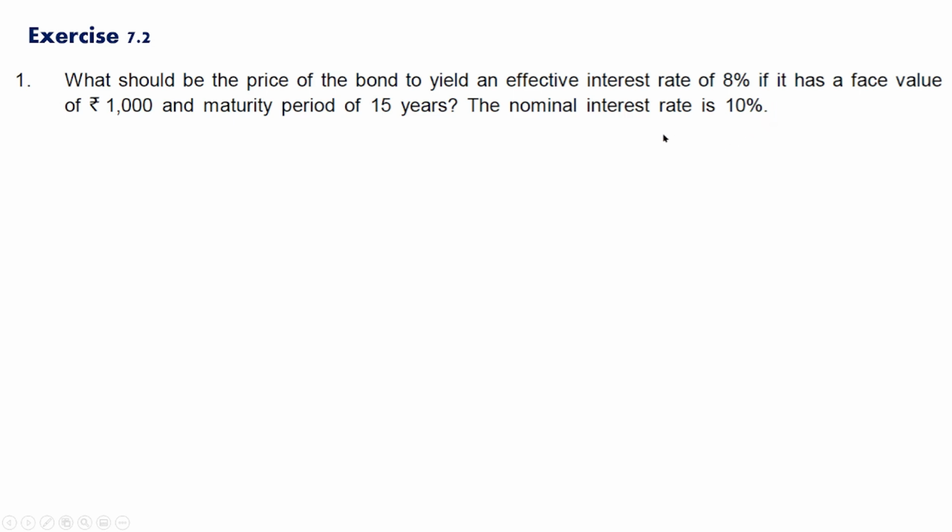So usually the coupon payment or the interest payment is done on this nominal interest rate. The effective interest rate is the required rate of return. So we have to be careful. So effective interest rate is given as 8%. This is I. Nominal interest rate is 10%. This is ID. Face value is rupees 1000, F, and maturity period is 15 years, N.